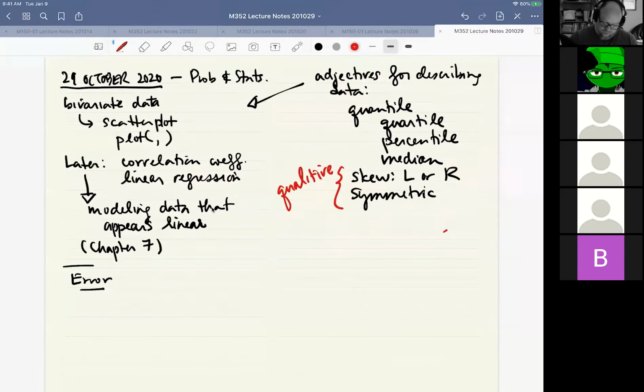The closest we'll come to quantifying skew is comparing mean and median. If a distribution of data is symmetric, then the mean and the median are going to be about the same. But if this distribution is skew, then because the mean is susceptible to outliers or large values, it gets pulled in the direction of the tail. So if we're skew right, then the mean is going to be to the right of the median. If we're skew left, the mean is going to be to the left of the median.